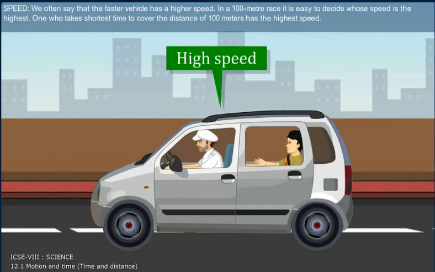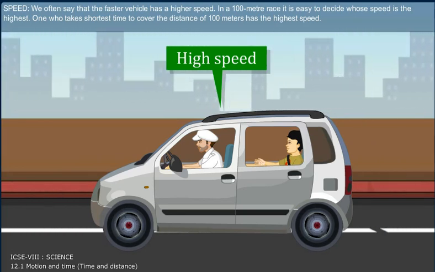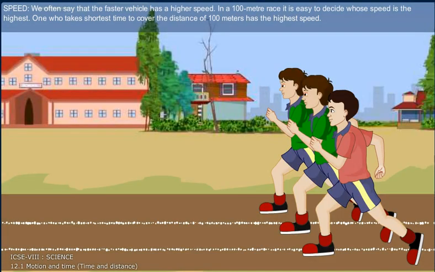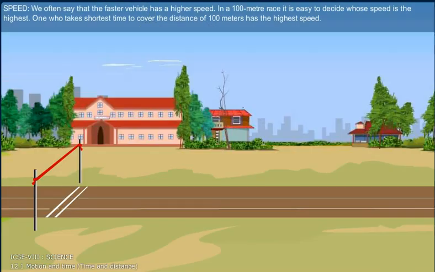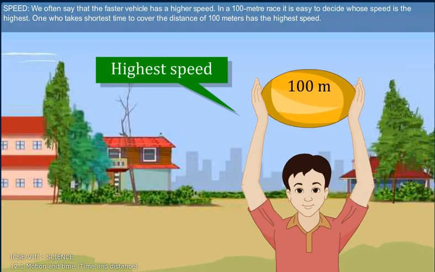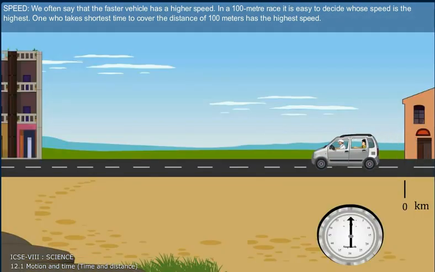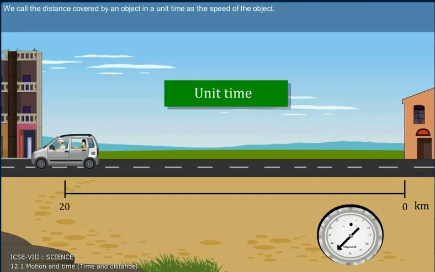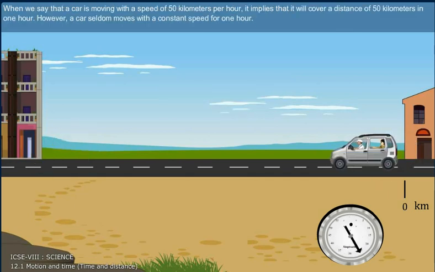Speed. We often say that the faster vehicle has a higher speed. In a 100-meter race, it is easy to decide whose speed is the highest. One who takes shortest time to cover the distance of 100 meters has the highest speed. We can call the distance covered by an object in a unit time as the speed of the object.